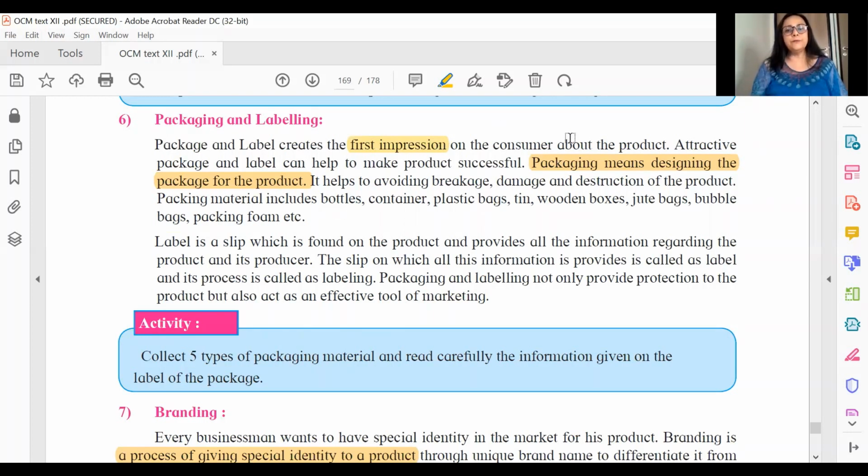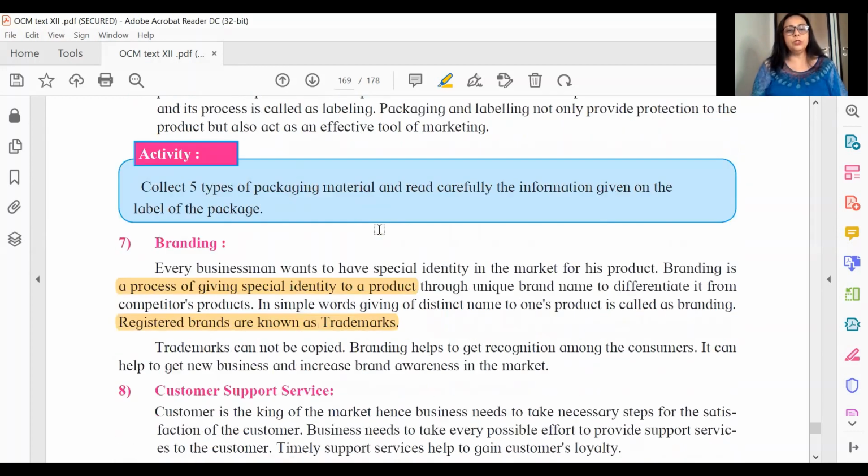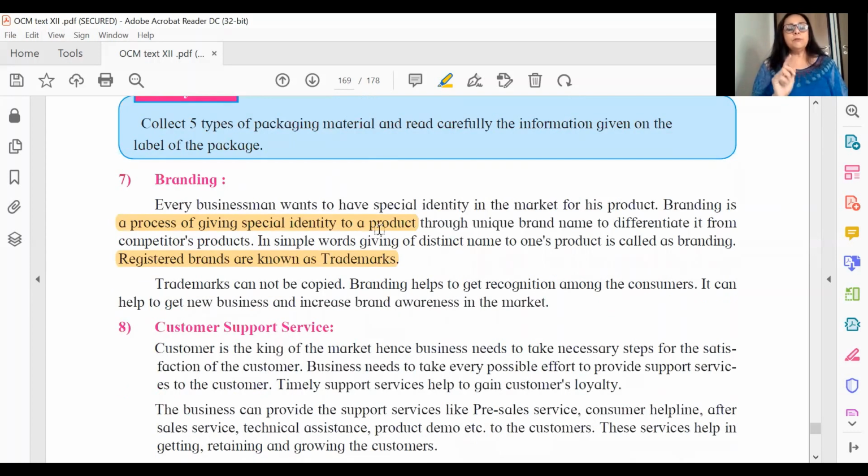Okay. So what is packaging? It's not just wrapping or covering. It is designing. All right. Designing the package of the product is packaging. A simple definition. Another popular important objective that we expect.